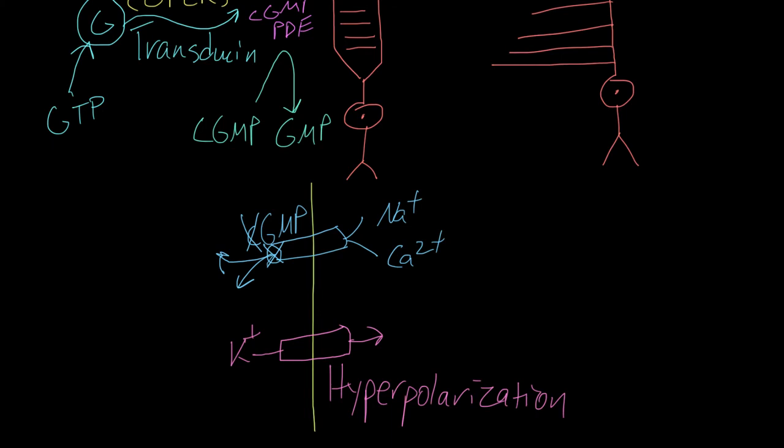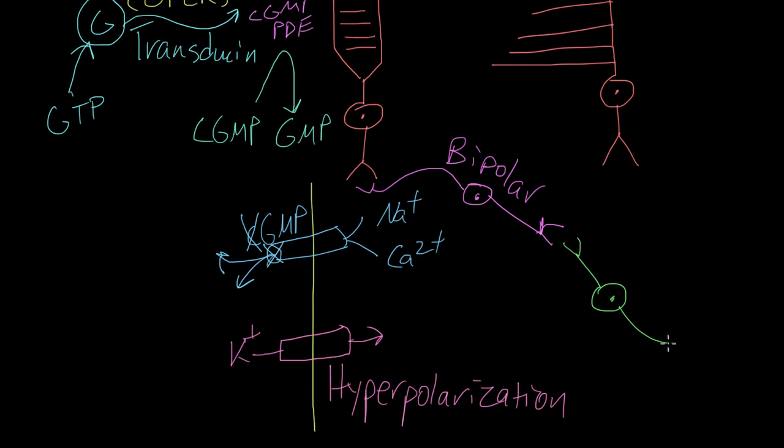So although the rod is getting hyperpolarized, it synapses on another cell called the bipolar cell. It's called bipolar because it has two extensions. And the bipolar cell synapses on another cell called the ganglion cell, and this could have multiple extensions. Because the photoreceptor, or the rod in this case, is synapsing on the bipolar cell, this synapse is inhibitory. And the bipolar cell's synapse on the ganglion cell is excitatory. I forgot to name this here, ganglion cell.